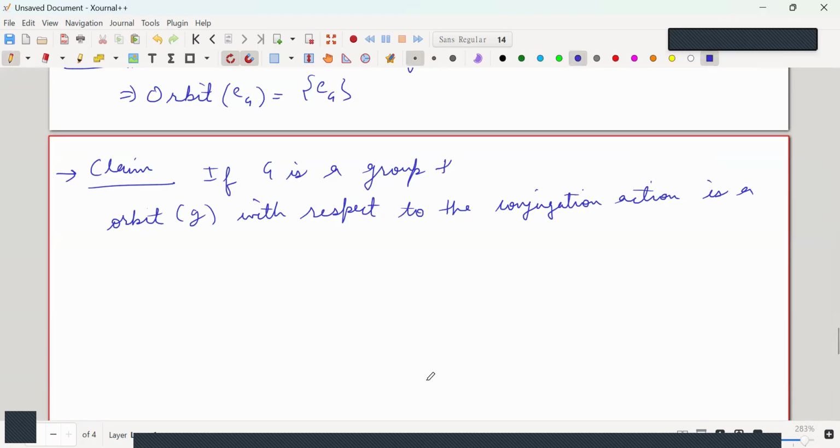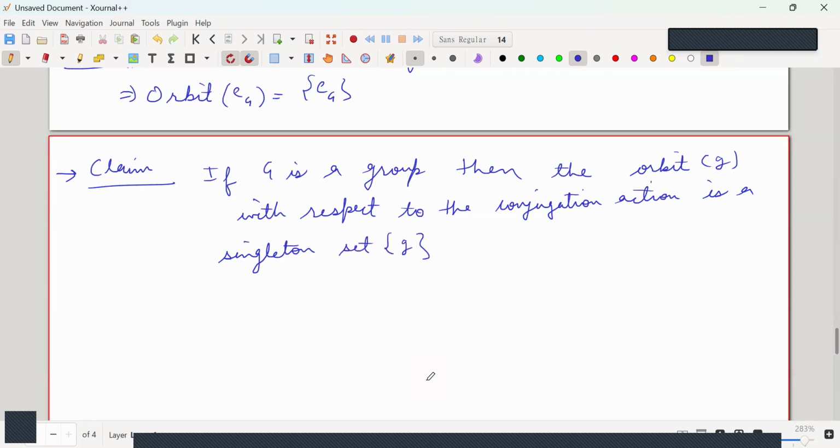If G is a group, then the orbit of a with respect to the conjugation action is a singleton set {a} if and only if a belongs to the center of G. Do you agree?